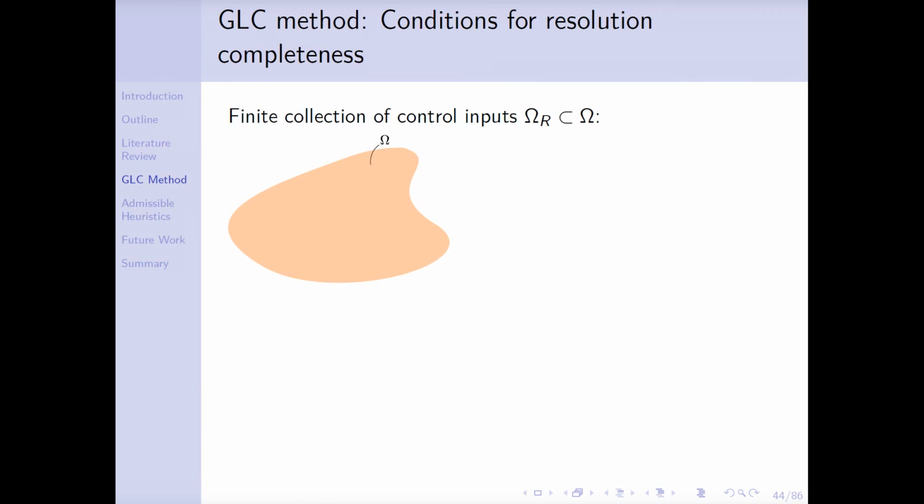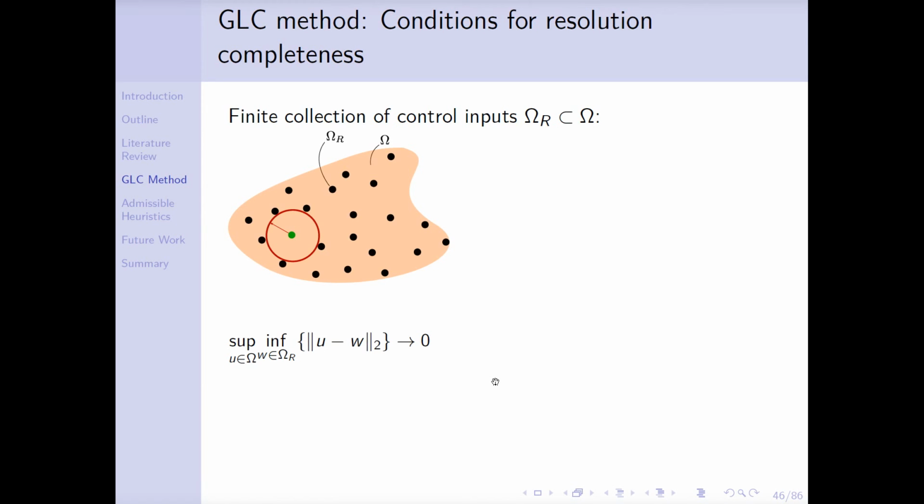Let's say this orange blob is our set of admissible control inputs, omega. And omega r is the finite collection of control inputs we've selected for a run of the algorithm at resolution r. All that's required of omega r is that the dispersion of omega r within omega converges to 0 as we increase the resolution. All this means is that the radius of the largest sphere centered at a point in omega, which has empty intersection with omega r, is converging to 0 as we increase the resolution. To argue that this is not difficult to accomplish, we can do this just by randomly sampling from omega.